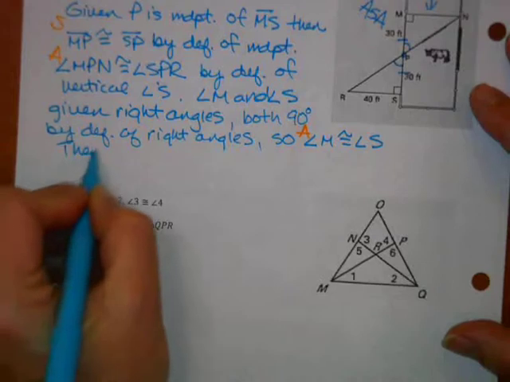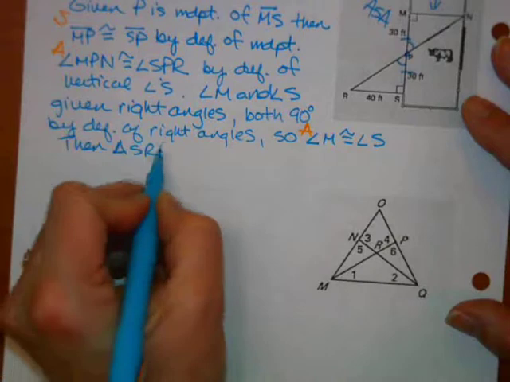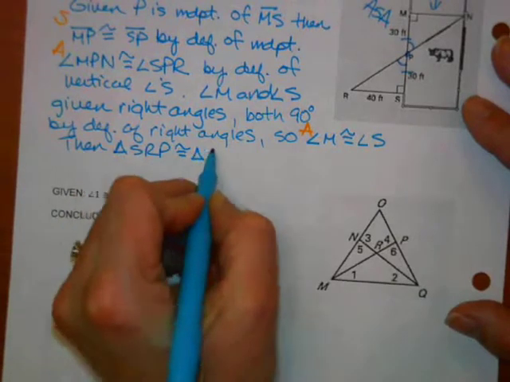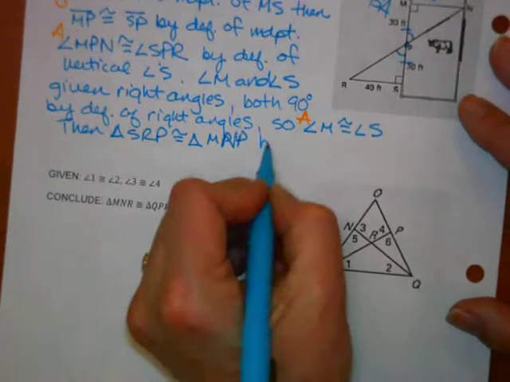Then triangle SRP is congruent to triangle MNP by ASA.